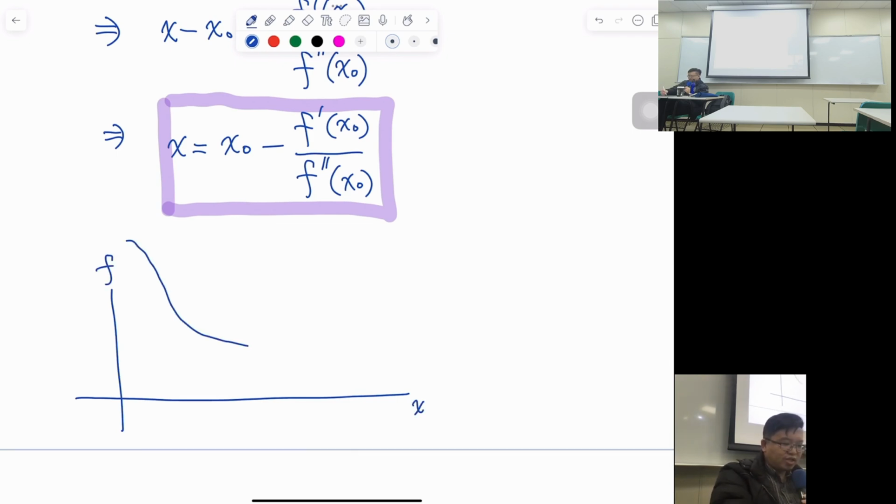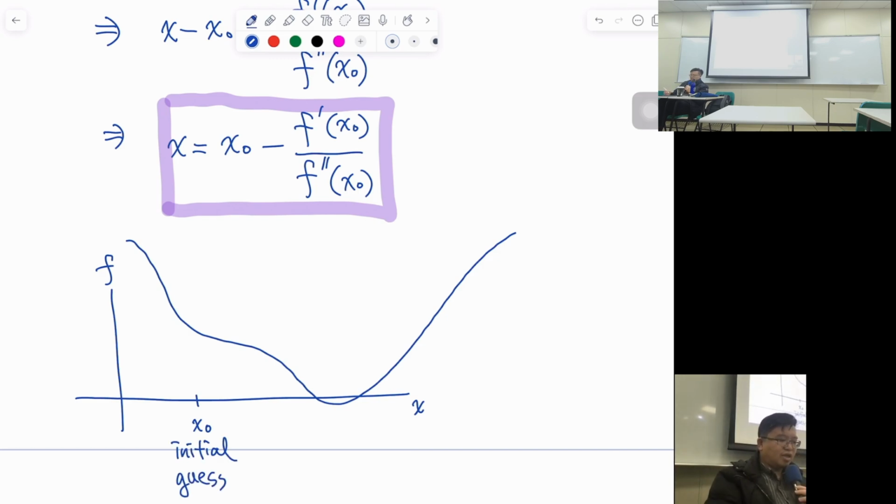If you have a function like this, okay? And let's say you have an initial guess. This is an initial guess. And what you're doing is you will be evaluating the slope right here and the second order derivative right there, like something similar to curvature.